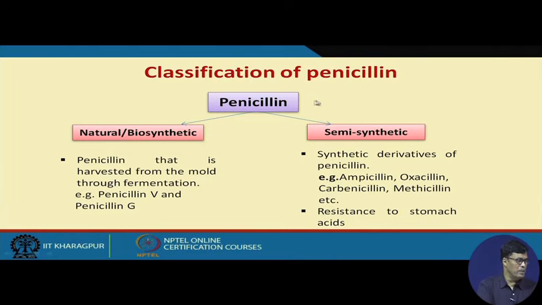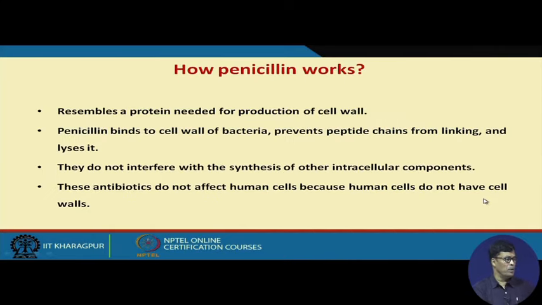So we have the classification of penicillin. We have the natural or biosynthetic type: the penicillin that is harvested from the mold through fermentation, which we consider natural or biosynthetic, penicillin B and penicillin G. And then semi-synthetic, derived from penicillin, because we make some chemical alteration to get ampicillin, oxacillin, carbenicillin, methicillin, etc., which are resistant to stomach acids. We can take these in the form of capsule, because then they are quite stable. So that is not purely natural, but semi-synthetic. Semi-synthetic means it is derived from penicillin, mostly from penicillin G.